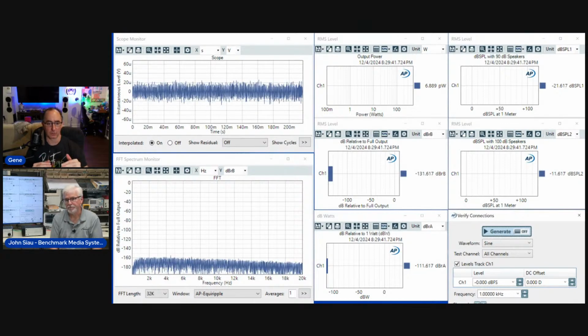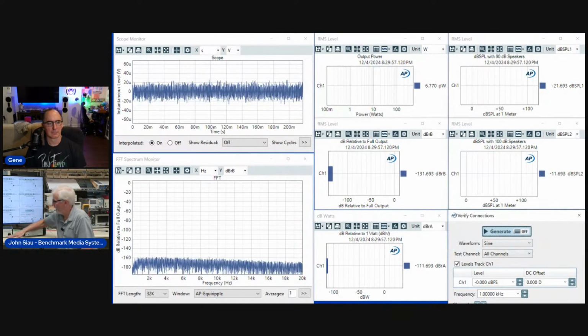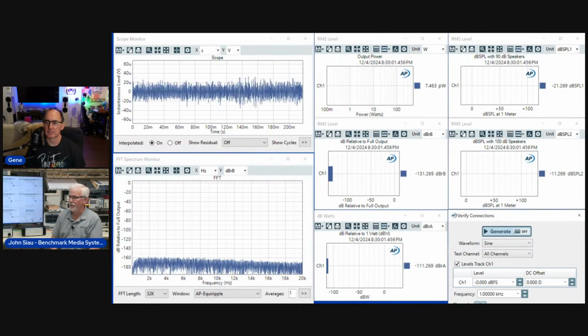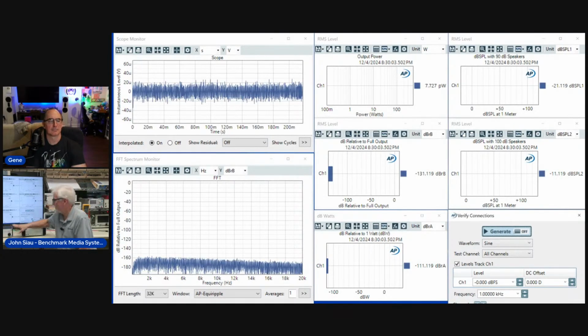The preamp is the lowest noise floor device out of the three, especially because of the analog volume control. So the LA4 is the lowest noise device out of the three. The second lowest noise device is the power amplifier, and then the DAC is actually higher noise than both of these.